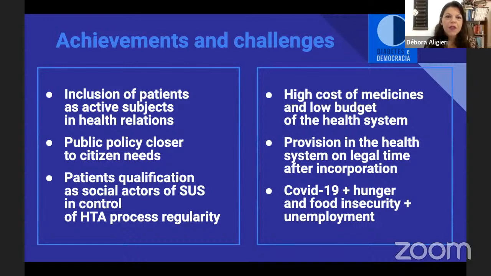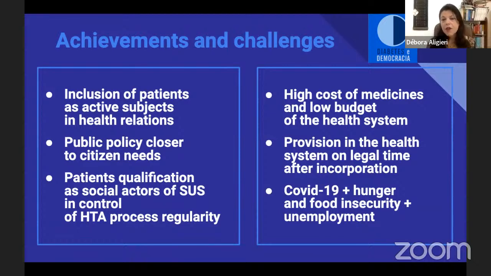Well, what are the achievements and our challenges now? With this participation, we could include the patients as active subjects in health relations. We could make public policy closer to citizen needs, and also we made a kind of qualification of the patients as social actors of our system and in control of the HTA process regularity.